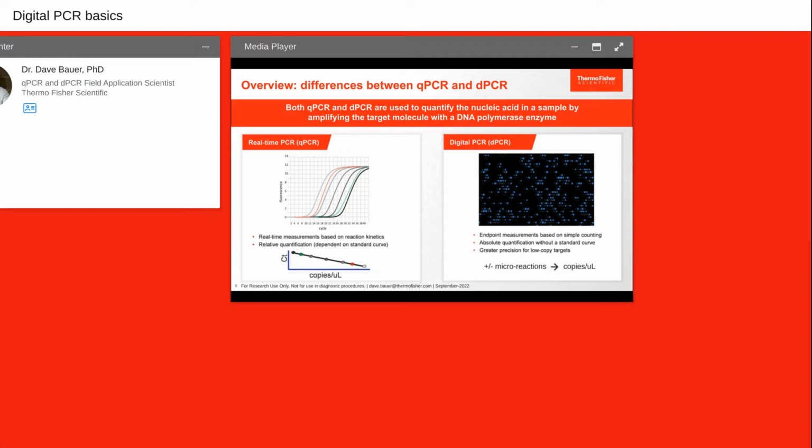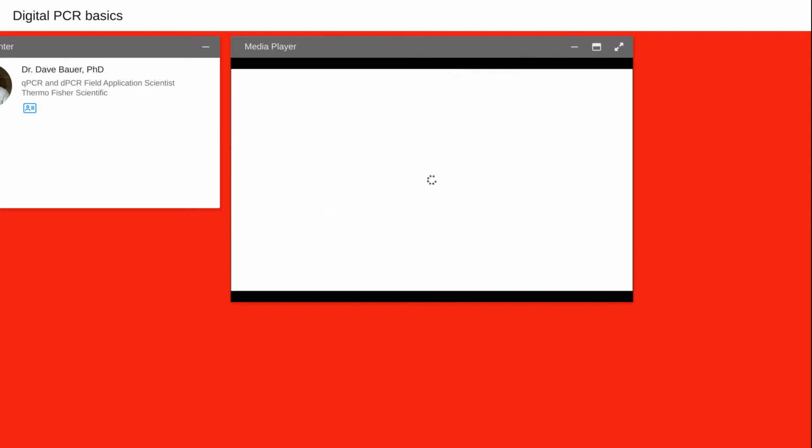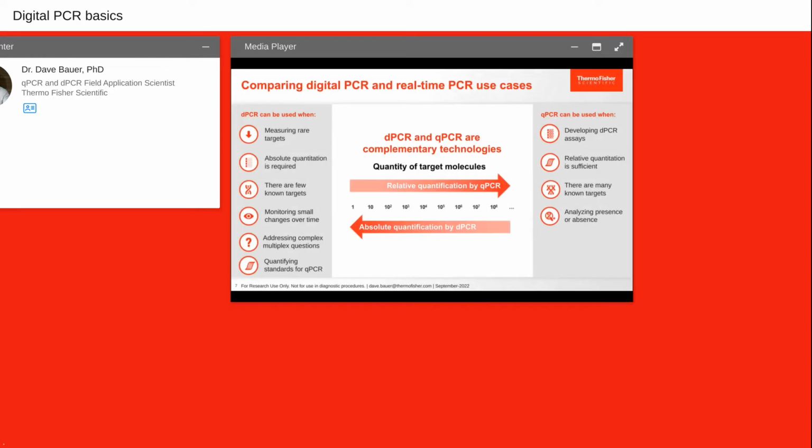However, the data collection is a big difference. We don't actually need amplification curves, so we're not dependent on reaction kinetics or the efficiency of the PCR reaction when we're talking about digital PCR, because it's just the endpoint detection. So let's dive a little bit deeper into the comparison of digital PCR and real-time.